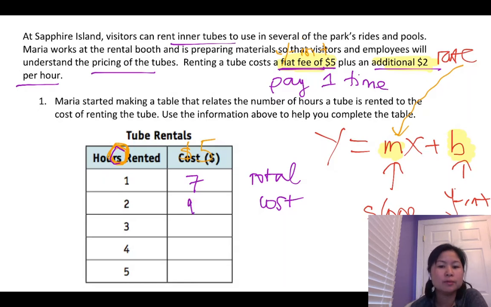Then I'm able to rent this for 3 hours. Okay. If I'm going to do for 3 hours, that's going to be 11. Thank you. And then we can finish up this table. 4 hours will be 13. January tell me 13. And then 5 hours. How much would that be? 15. Okay. So this is the total cost if you're going to rent the tube for 5 hours.